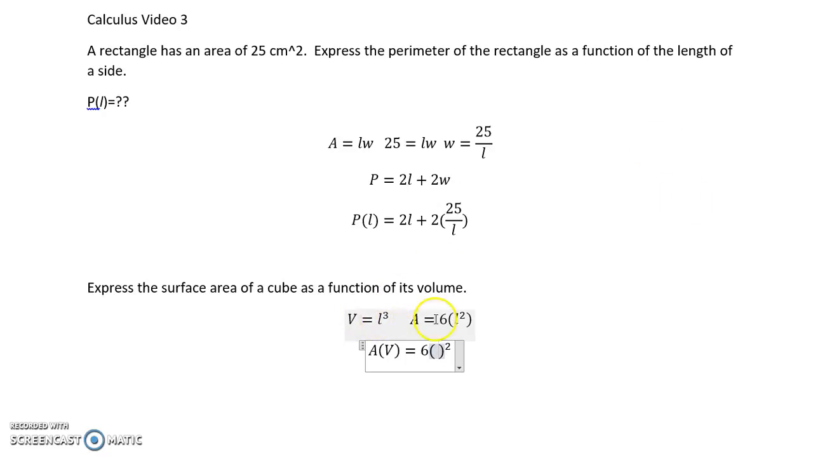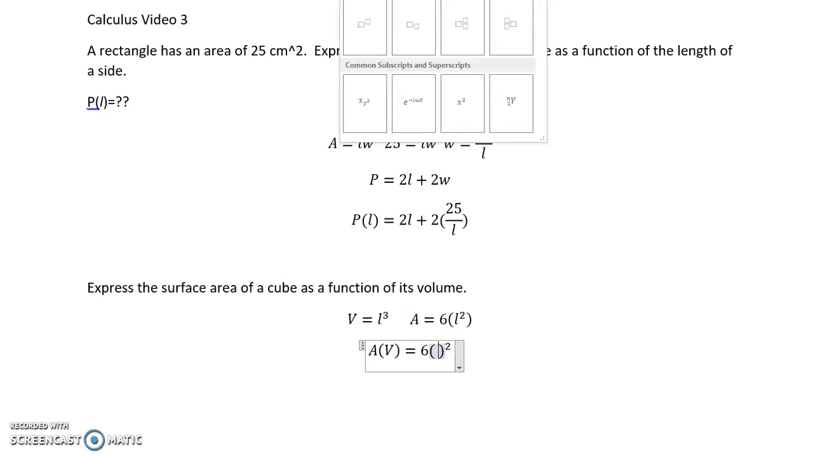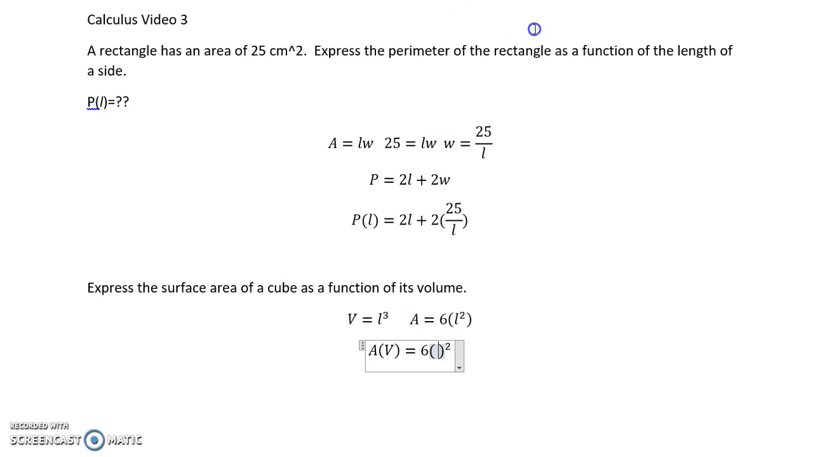So I come back up to this equation. V is equal to L cubed. Well, how do I get L by itself here? I take the cube root of both sides. So I could insert, at this point, I know it's a cube root of what function? V. And we have now just written the surface area of a cube as a function of its volume. Again, keep practicing. These problems take practice.